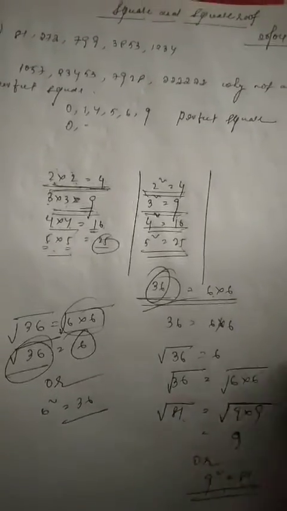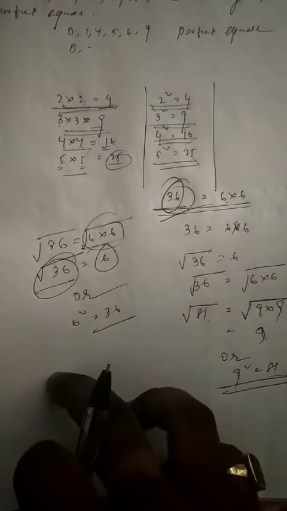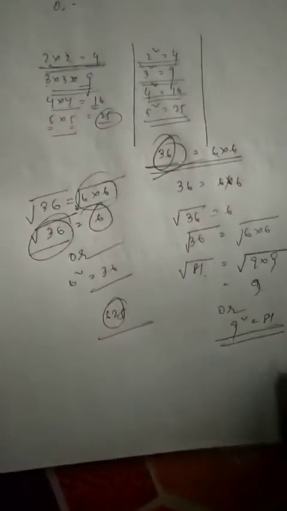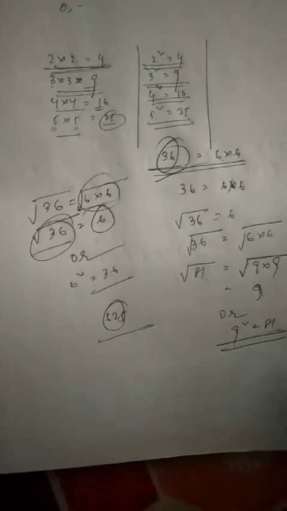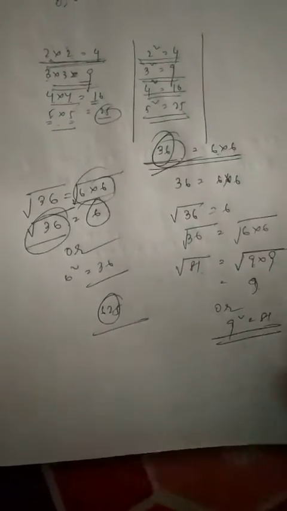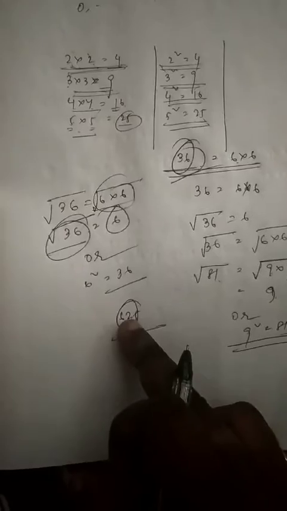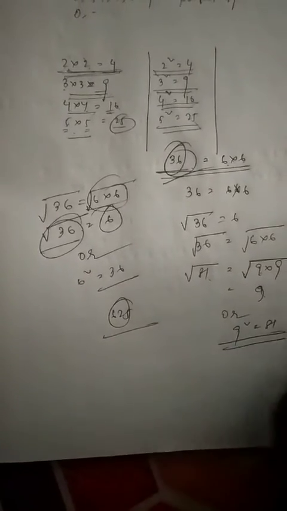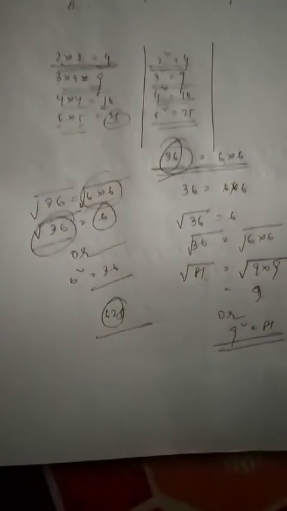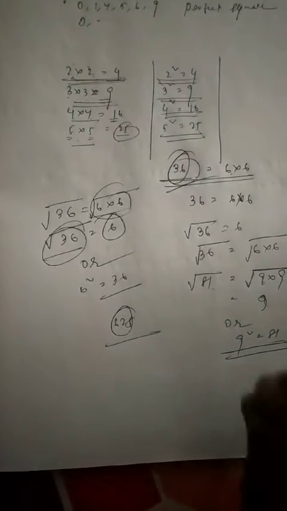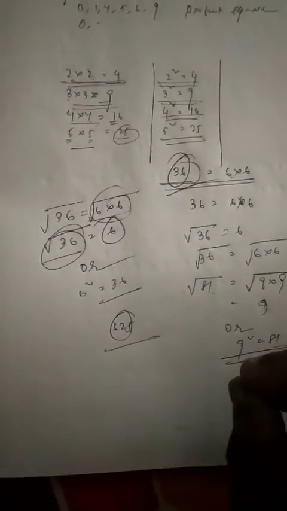So what about bigger values? Suppose I have a number like 625. It's a bigger value. And I don't know which two similar numbers, multiplied by itself, give this number. And I want to find the square root of this particular number. So there is a very easy process. We will use the prime factorization method.